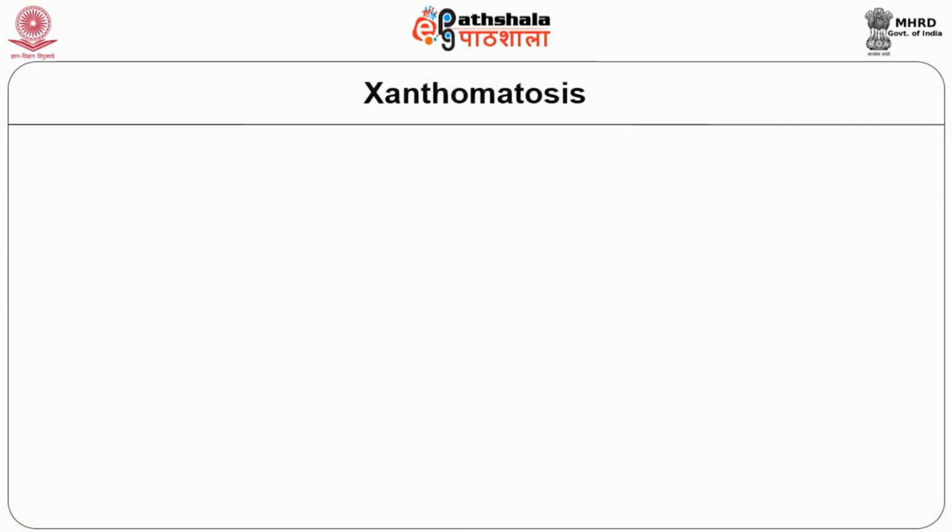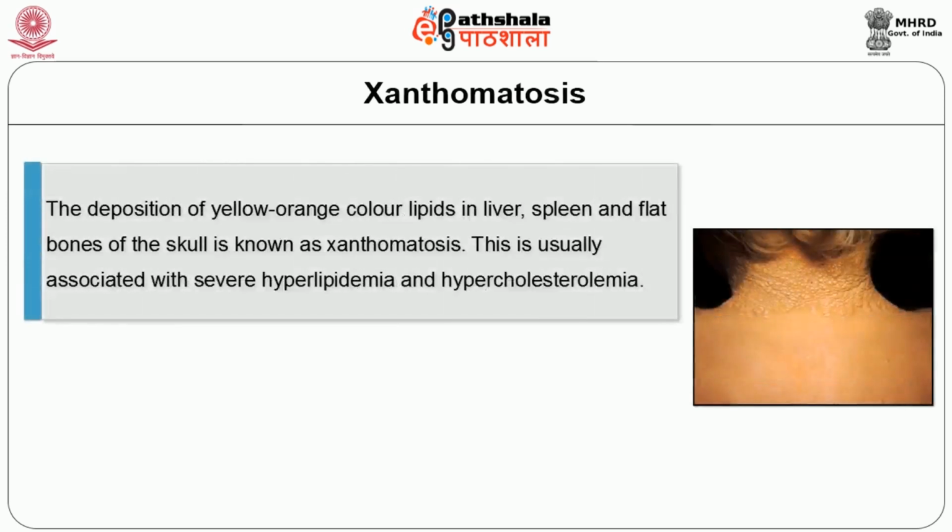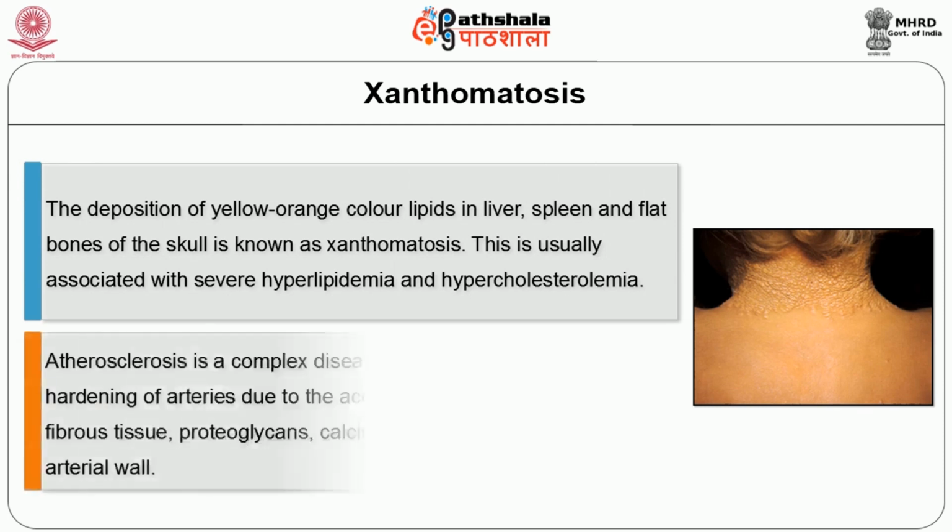The next one is xanthomatosis. The deposition of yellow-orange colored lipids in the liver, spleen and flat bones of the skull is known as xanthomatosis. This is usually associated with severe hyperlipidemia and hypercholesterolemia.